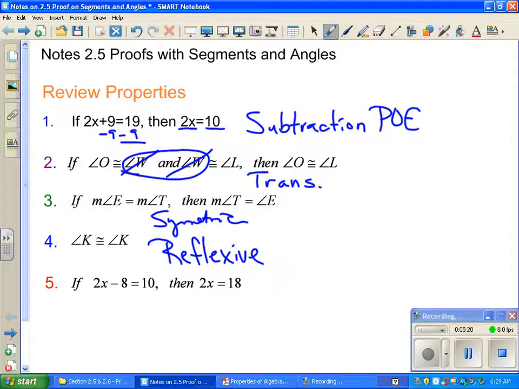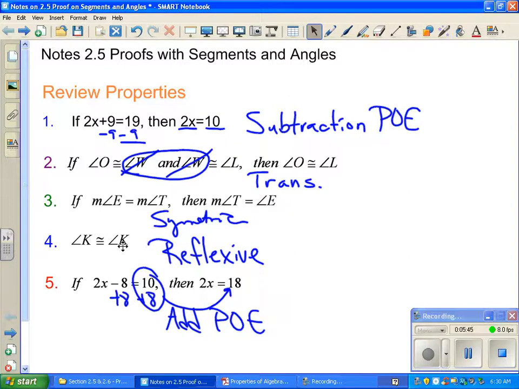Reflexive property. And in this last one, if you look at the if part, you obviously want to get rid of the subtract 8, so you would add 8 to both sides. And this clearly is how they got that 18. So this is the addition property of equality. So that's kind of one of the things you need to be able to do. You need to be able to pick out the correct property because you're going to have to write down those property names.